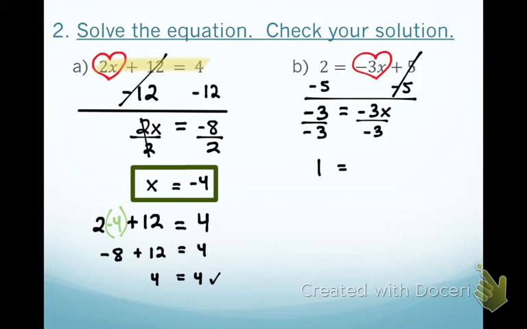Ellie, what is negative 3x divided by negative 3? 1x, okay? And I'm just going to put regular old x. So this is our answer. 1 equals x. Jace, how do I check a problem like this?